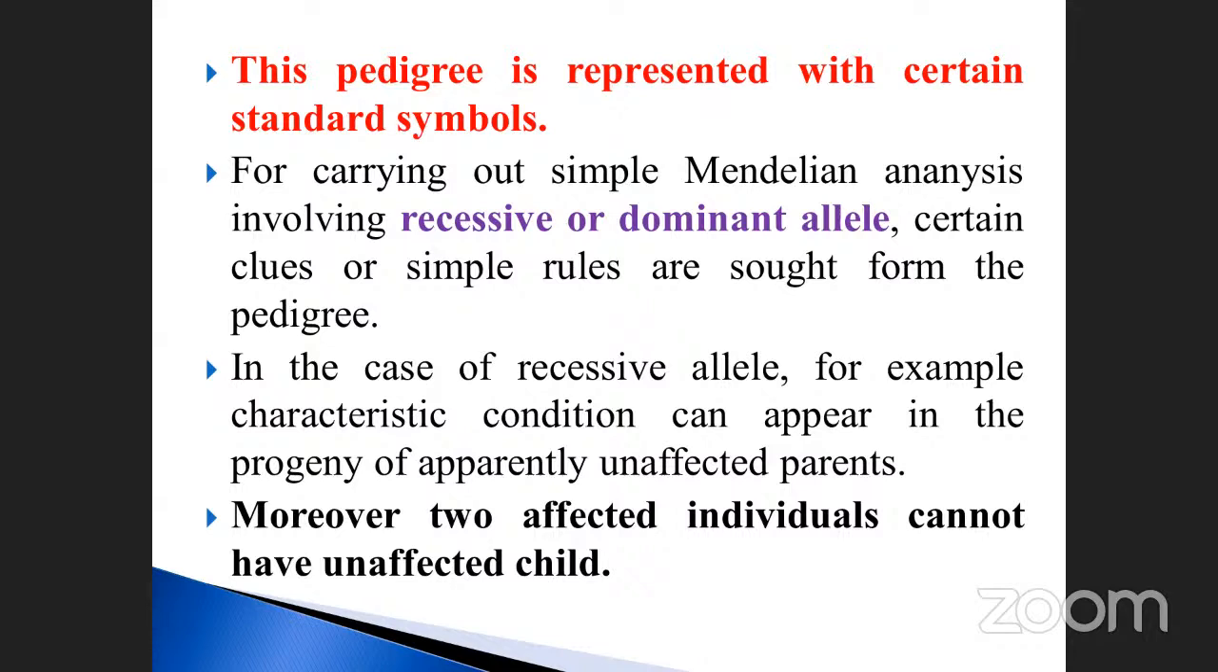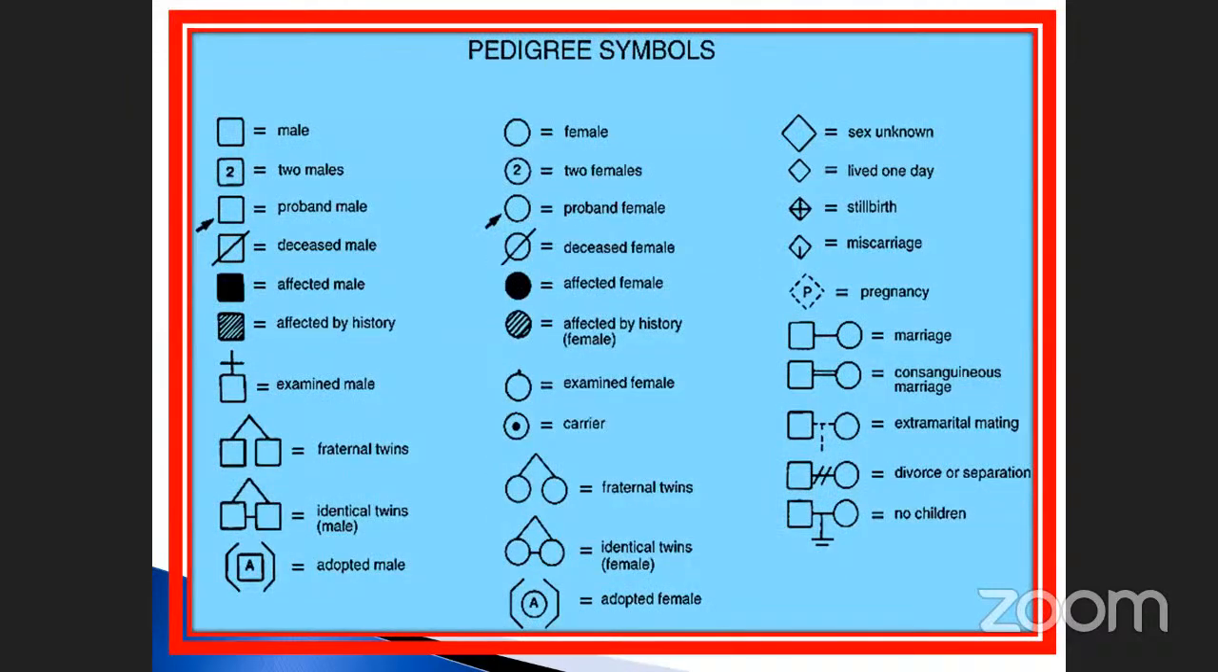So if both parents are affected by a particular disease, what happened? The child also must be affected. An unaffected child will not come from them. That is very, very important. That's why we construct the pedigree analysis. So this is very, very important, and we already discussed these things also.